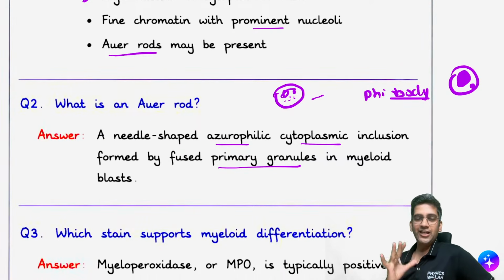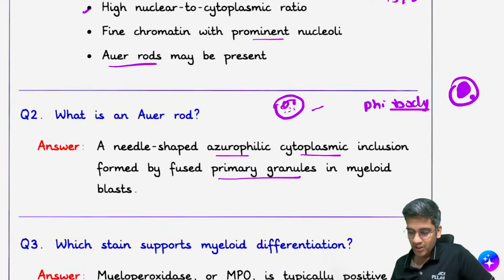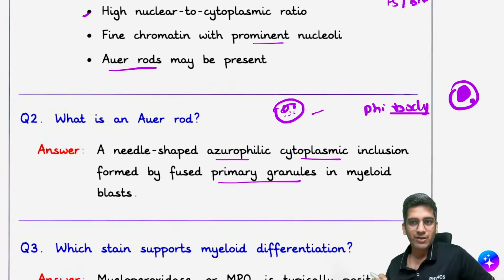If they ask, tell. FAB will be 30%, WHO is 20%. But WHO has been used from the time I did my BBS, right? So we'll stick to WHO, okay? Now I know Auer rod is there, but Auer rod, you might accept as a rod, I might not accept as a rod. You might say granule present, I might not say granule present, right? So I need markers for sure.